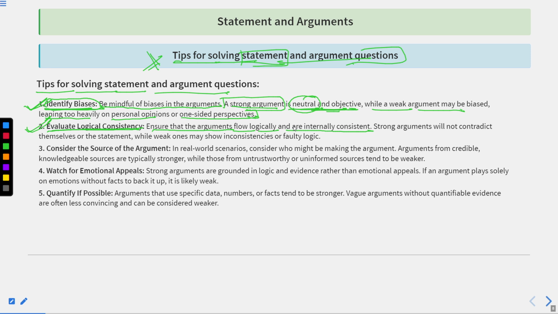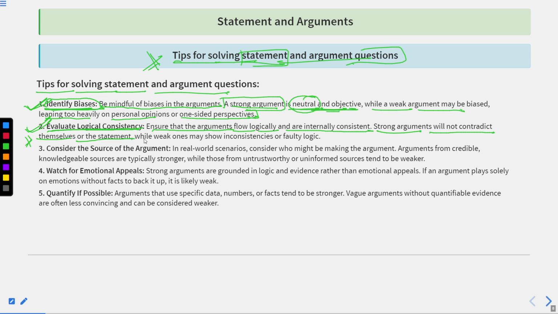At the same point of time, if the argument is logically following the statement that has been provided, that argument will be considered a logically consistent argument for the statement. Strong arguments will not contradict themselves or the statement. Very important point to be noted here: the strong argument will obviously complement the statement that has been provided. It clearly showcases that the statement and the argument are logically connected, meaning they are connected in some manner.